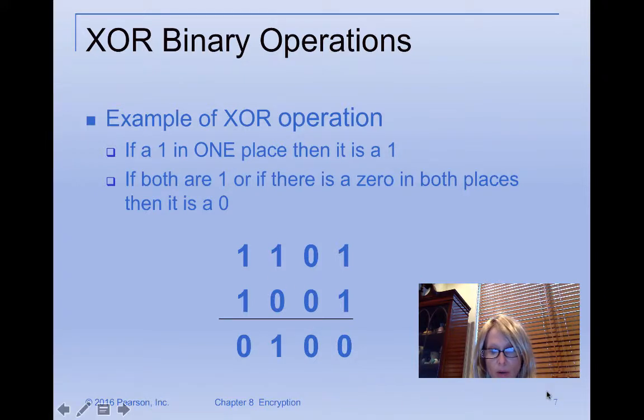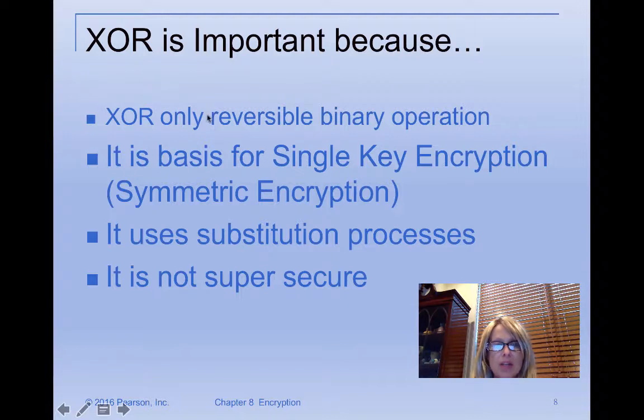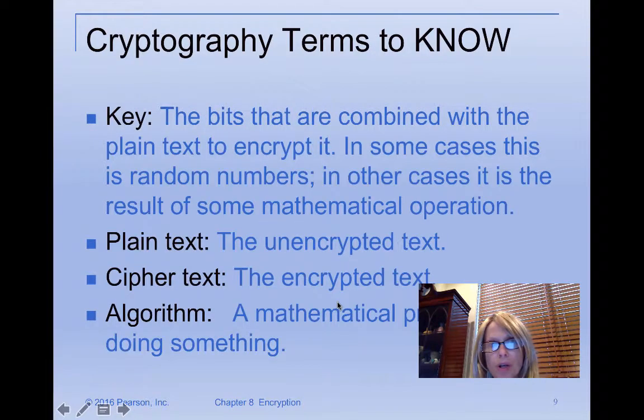All right, so why is this important? Because the XOR is the only reversible binary operation. We could go backwards to get those numbers. And it is the basis for single key encryption. Single key encryption means that there is one key that Bob sends Alice a message with, and Alice uses that same key to decrypt what Bob says. It uses a substitution process. And so you can see it's not that super secure.